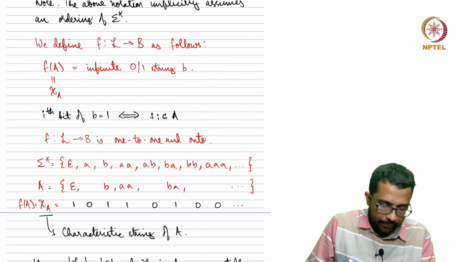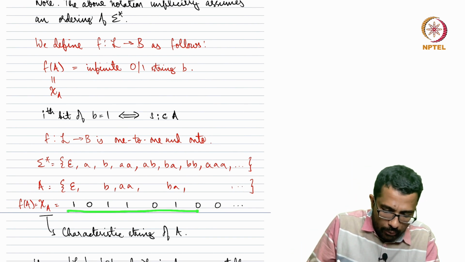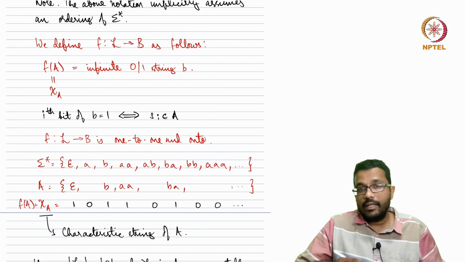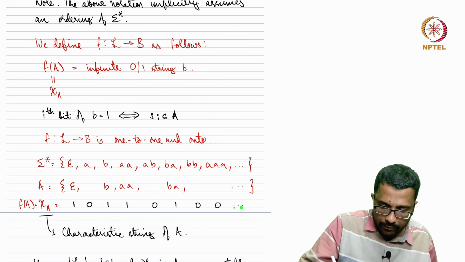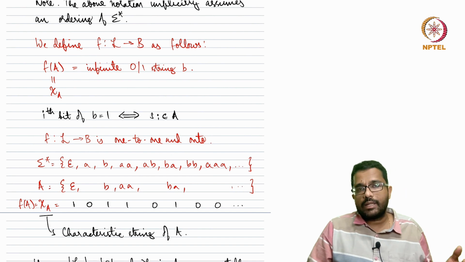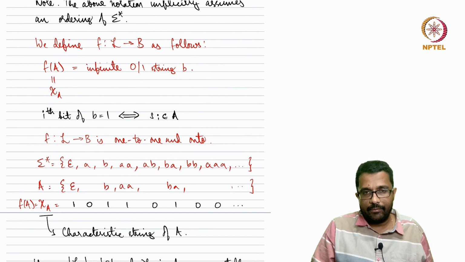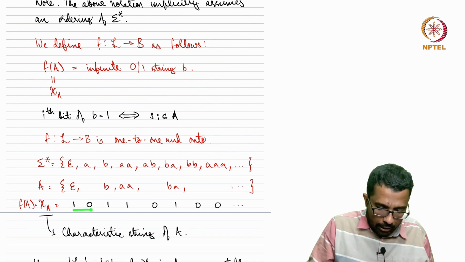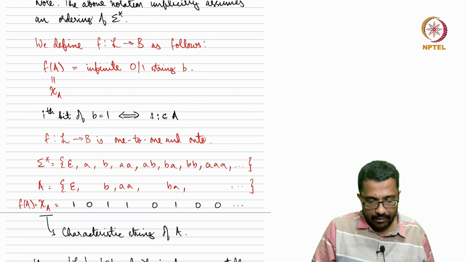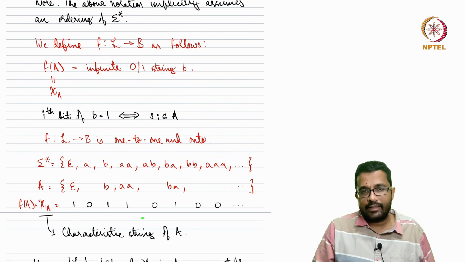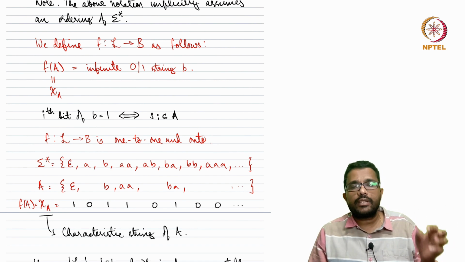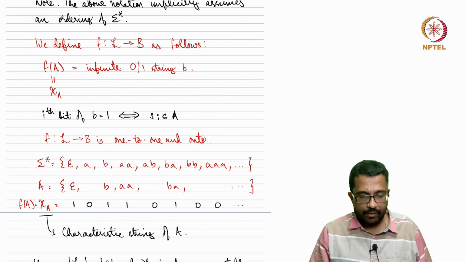Now notice that this string, 10110100, indicates this language A, right? This is an infinite string, so it will extend up to infinity. It will tell us which strings of sigma star are in A and which strings are not in A, right? So this infinitely long binary string corresponds to one language and only one language, which is A, and A corresponds to only this binary string. So this is a bijection from the set of all languages to the set of all infinite binary strings.